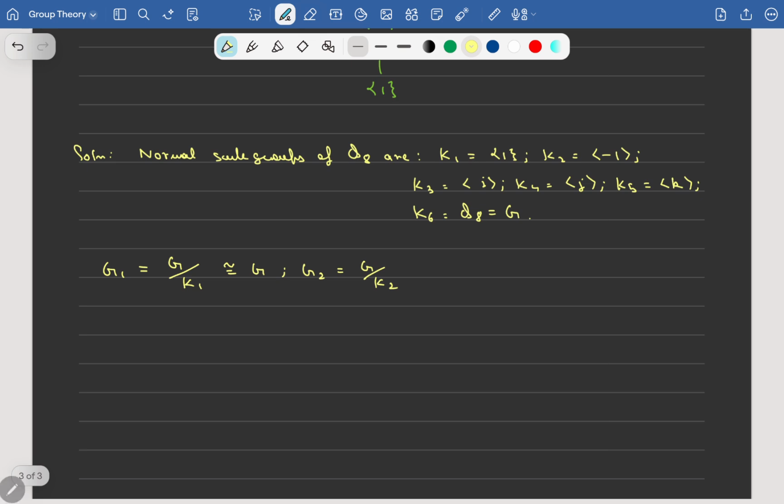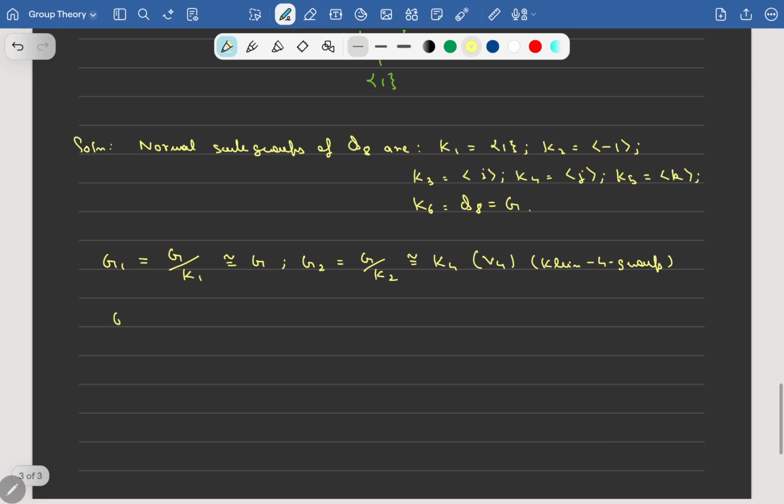This is a very simple exercise. So this is actually isomorphic to V4, so it's a Klein 4 group. You can check that this is not the cyclic group of order 4, it's actually the Klein 4 group. Then you have G3 to be G mod K3, but K3 has order 4 and G has order 8, so it's a group of order 2, and every group of order 2 will be just the cyclic group of order 2, so it's isomorphic to Z2.